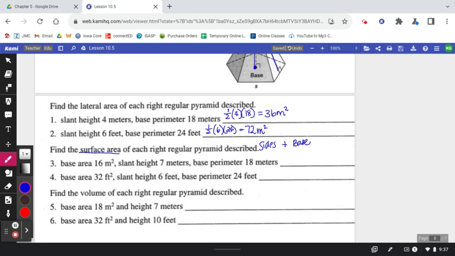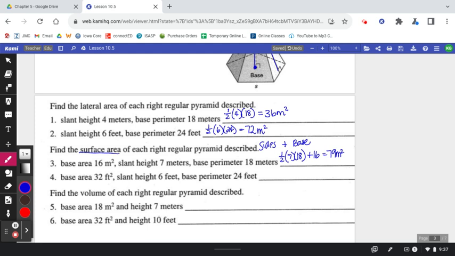So on the first one, it says our base area is 16 meters squared, our slant height is 7, and our base perimeter is 18. So we're going to start with the sides, which is our lateral formula. So half the slant height times the perimeter. And then we're going to add to that the base area, which is 16. So I have half times 7 times 18 plus 16 for a total of 79 meters squared.